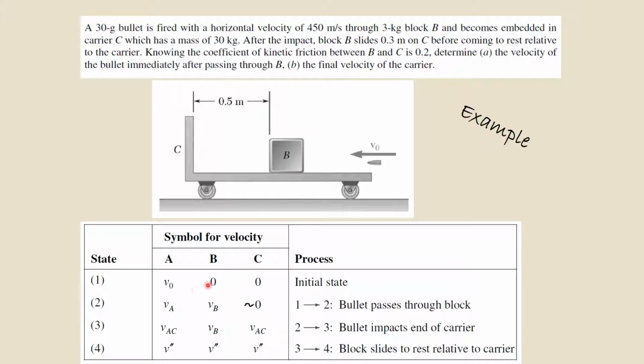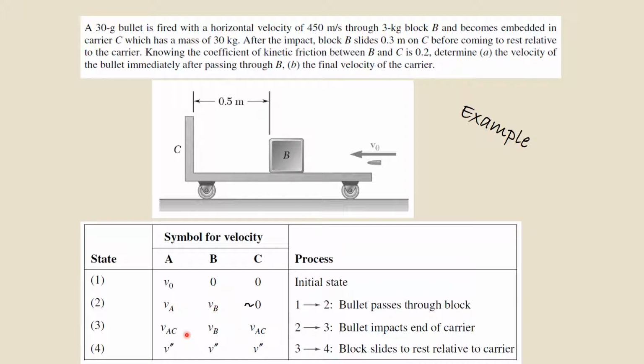Okay, after the first impact, the velocity of the bullet and the velocity of the block are not the same because they're not stuck together. So we have a new complication here. We have a new unknown. The bullet has some velocity and the block has some velocity, but they're not stuck together because the bullet is passing through the block.